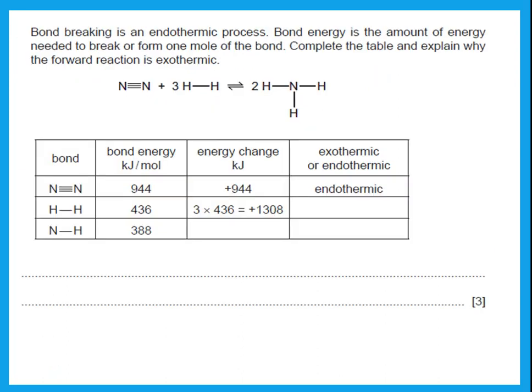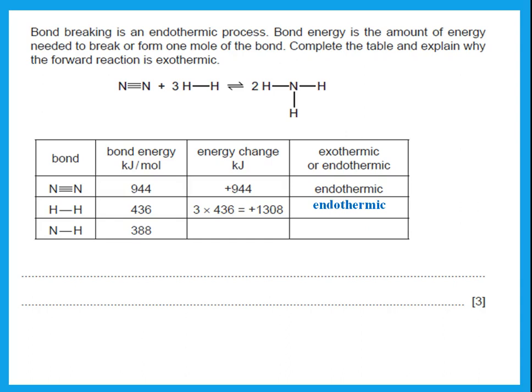Okay, another question on bond breaking and bond energy. He gives you a certain equation and he says explain why the forward reaction is exothermic, and we need to complete this table. Let's take this one by one. Now, HH bonds, each HH bond needs 436. That means the energy needed to break the 3 bonds is 3 times 436, and that is a positive. Is that endothermic or exothermic? We said breaking of bonds in reactants is endothermic.